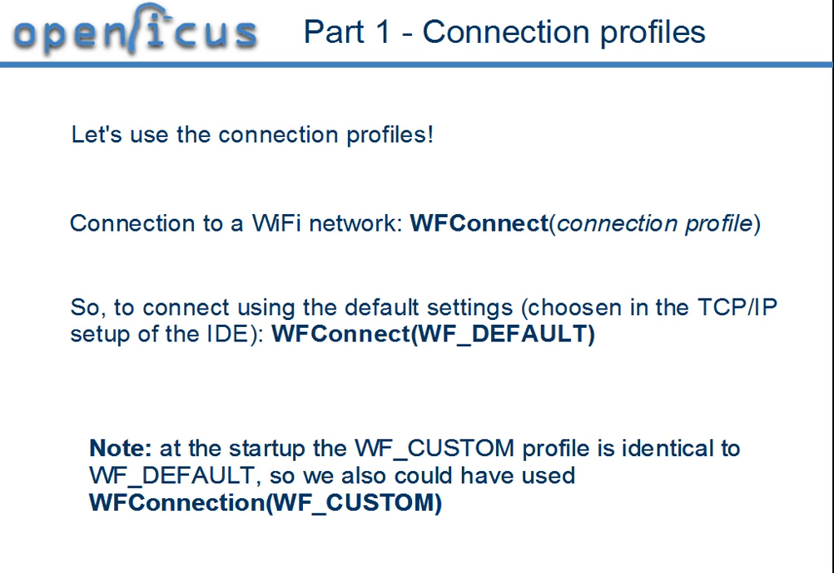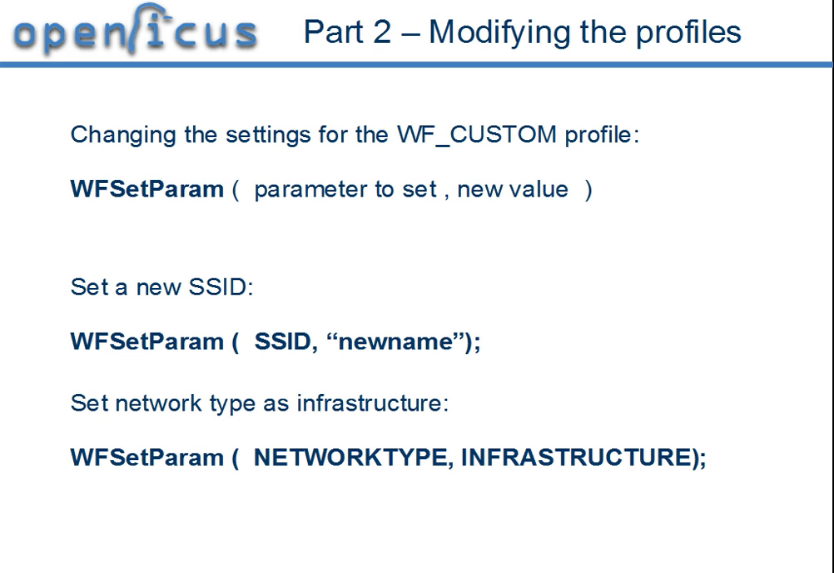To connect to a Wi-Fi network, we can use the wfconnect command and specify the connection profile, for example Wi-Fi default or Wi-Fi custom. At startup, the profiles are identical, so it's the same thing to use one or the other. Then, in the program, we can change the Wi-Fi custom profile using wfset param. We specify the parameter, for example SSID, and the new value, for example new name, or network type. We can use infrastructure or ad hoc, according to the type of network we want to create or connect to.